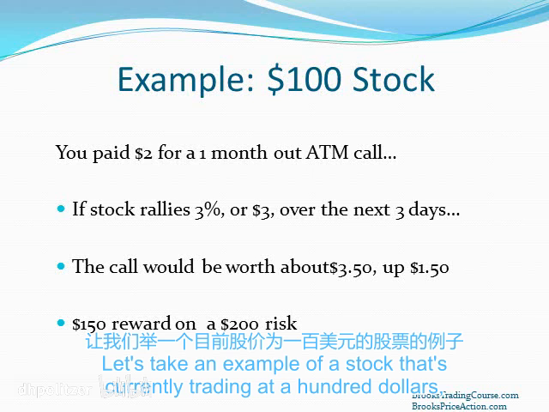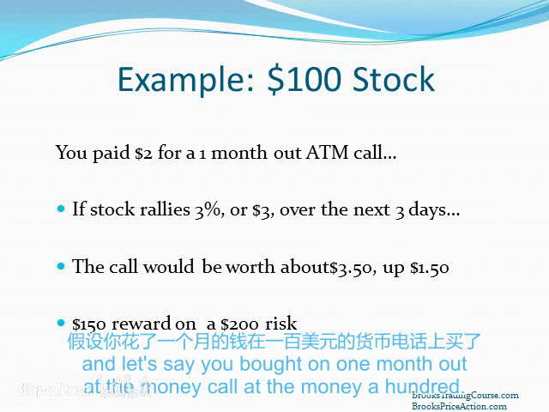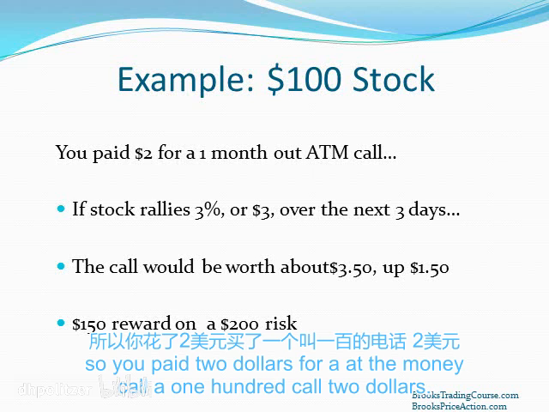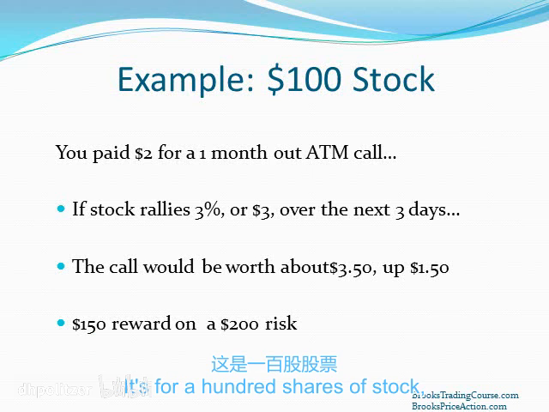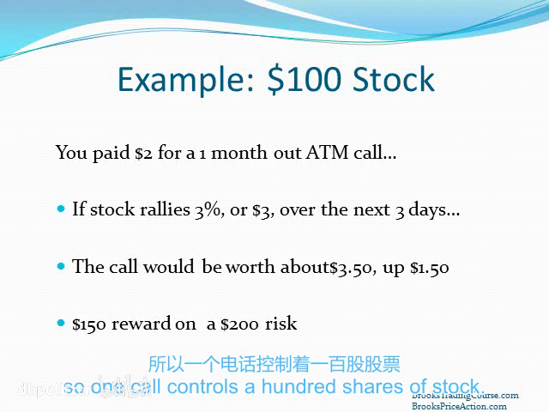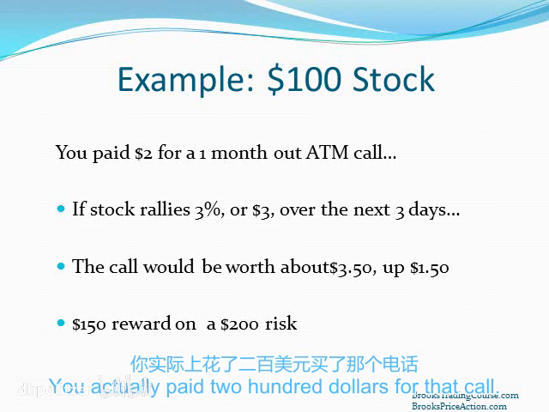Let's take an example of a stock that's currently trading at $100, and let's say you bought a 1 month out at the money call. At the money, 100. So you paid $2 for an at the money call, a 100 call. $2, it's for 100 shares of stock. So one call controls 100 shares of stock. You actually paid $200 for that call.